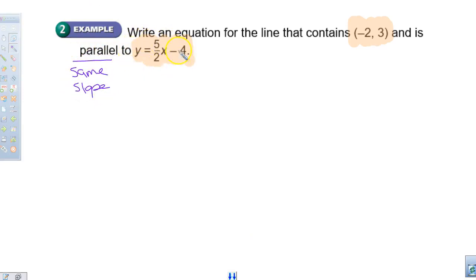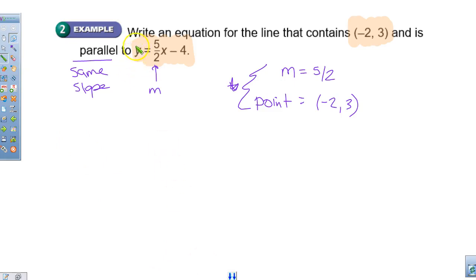So I want to look at my equation here and figure out what's my slope. 5/2 is my slope, so I know that my slope must be 5/2. And it has to contain this point right here, (-2, 3). So these are the two criteria that it must meet.